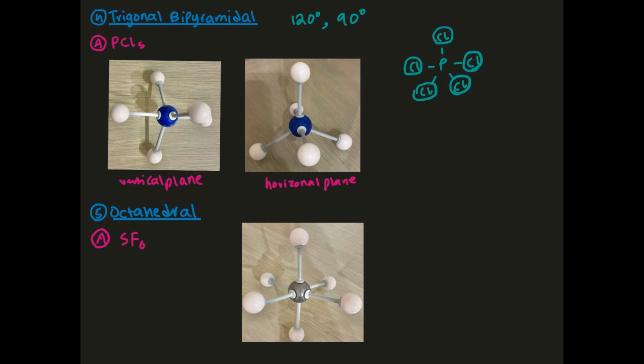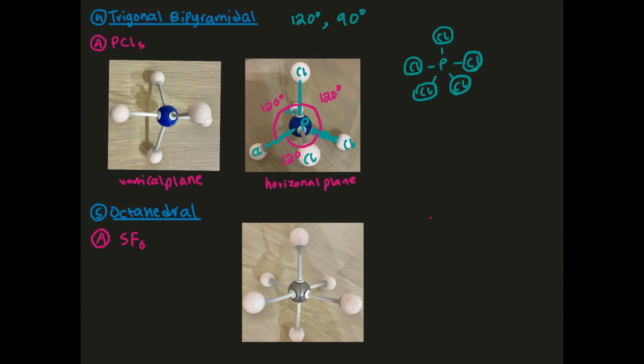So in this case, over here, what we're going to have is the horizontal plane. If you look at it from this point of view, this is phosphorus, and these are the chlorines that I'm marking right now. If you look at the bonds that I'm highlighting right now, over here the angle is going to be 120 degrees, 120 degrees, and 120 degrees over here.